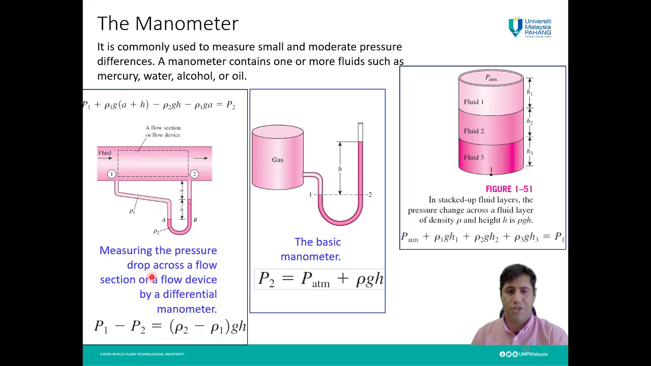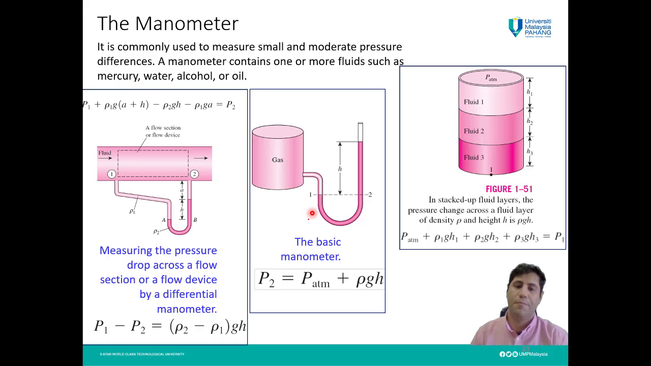So by measuring the pressure drop across a flow section or a flow device with differential manometers like this, we can find the pressure difference between points 1 and 2, which is rho 2 minus rho 1 times G H. This is H. G, you know about that, and rho 1 is the density of this fluid, and rho 2 is the density of this fluid, which can be mercury, alcohol, or oil.